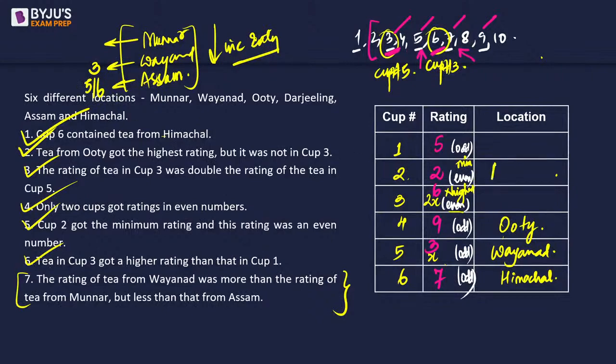But Munnar's rating is going to be 2 and 2 only, because that's the only number available less than 3 if you're talking about ratings, right? So Assam can take any of cup number 1 or 3. So this is the sequence that we will have.